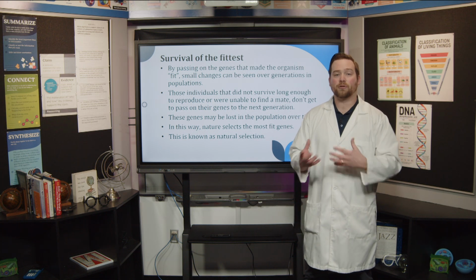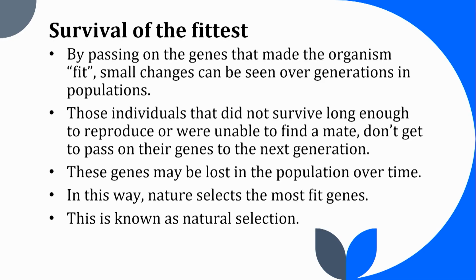Okay, so let's talk about survival of the fittest a little bit more here. By passing on the genes that made the organisms fit, small changes can be seen over generations in populations. Those individuals that did not survive long enough to reproduce or were unable to find a mate don't get to pass on their genes to the next generation. These genes may be lost in the population over time. In this way, nature selects the most fit genes. This is known as natural selection.